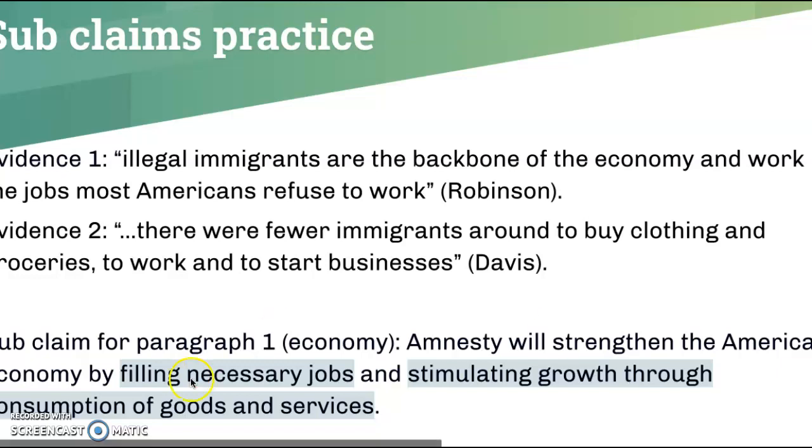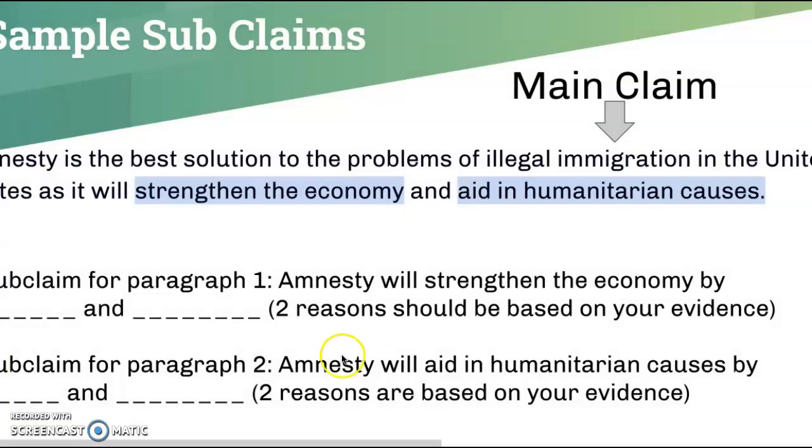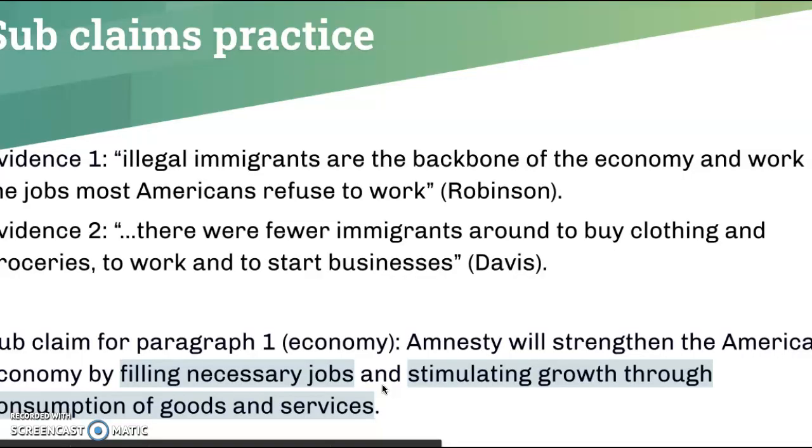And as you write your body paragraphs, you're going to get even more specific by going into filling necessary jobs. You're going to make this into an evidence sentence. You're going to give us analysis for it. And then in your second body paragraph, you're going to do the same with the next piece of evidence from the subclaim. Sorry, that didn't even make sense. Your next body paragraph will be all about the humanitarian causes, right? And you'll find evidence doing the same thing.